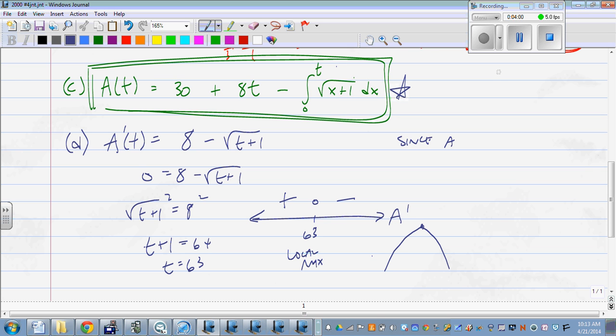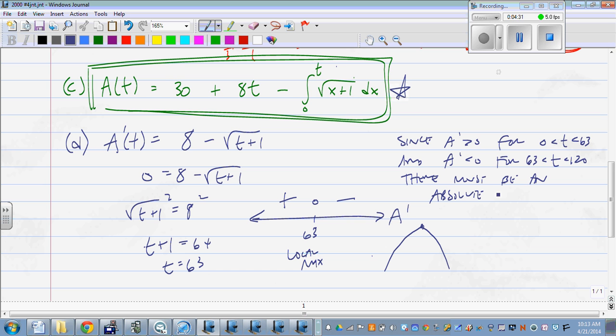Since the derivative of A is greater than 0 for t between 0 and 63, and the derivative of A is less than 0 for all t values from 63 to 120, there must be an absolute max at t equals 63.